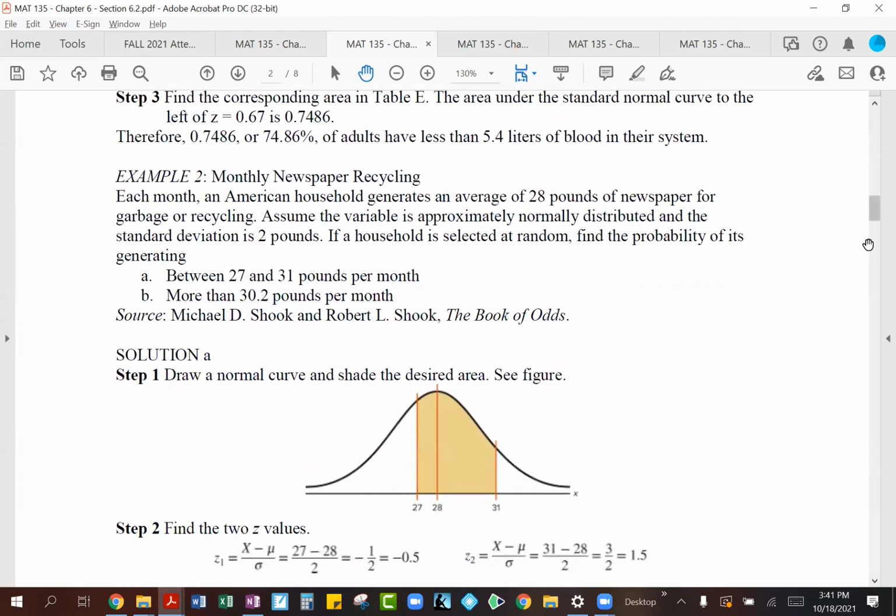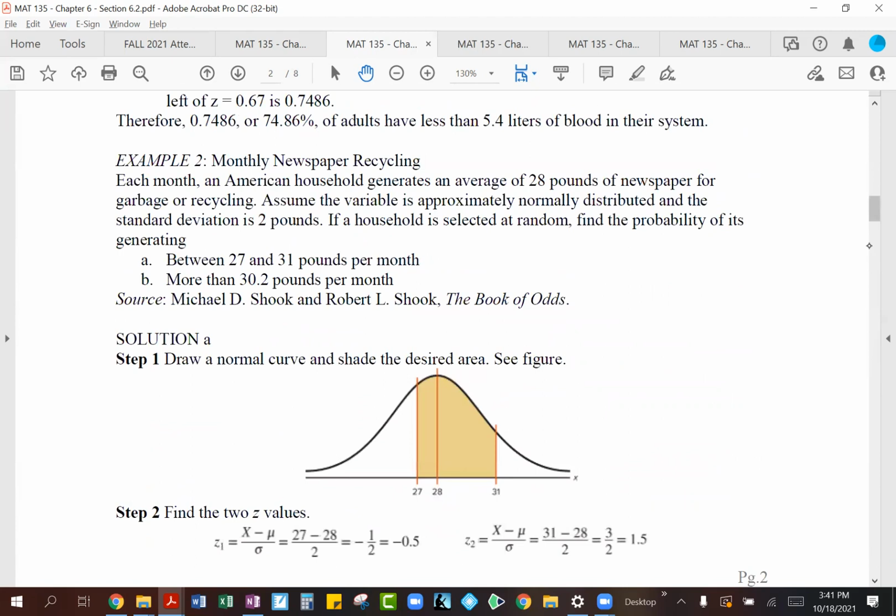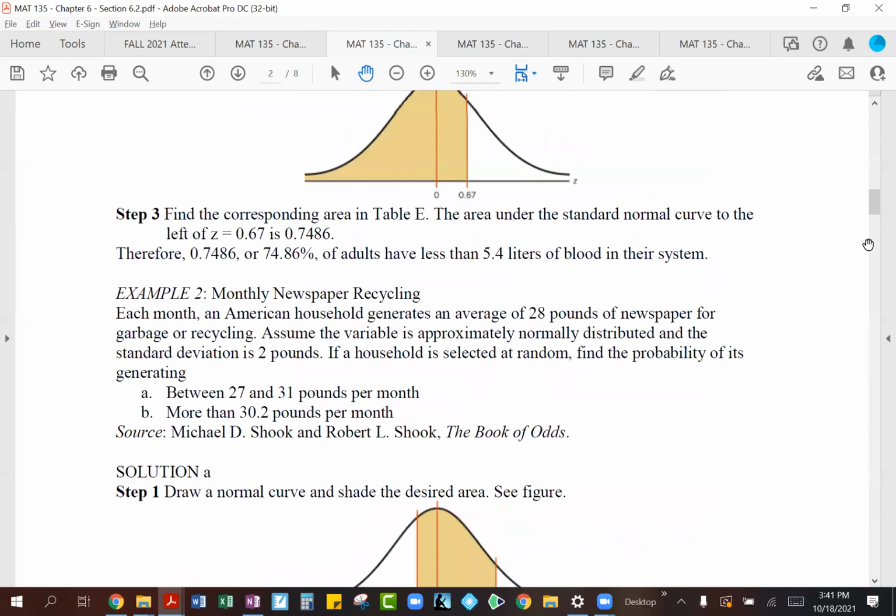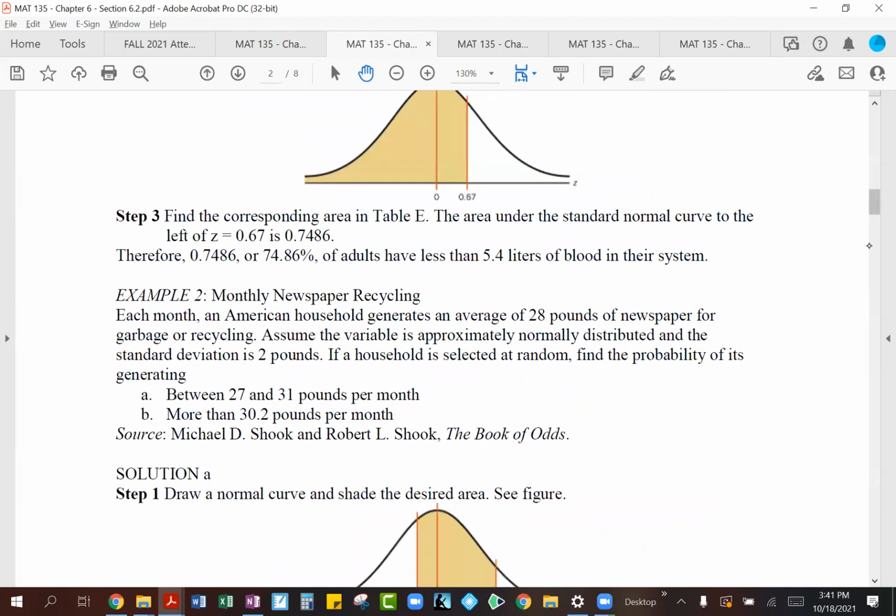This is already less than. Let's find something in between. Yeah, I like this one. So let's take a look at this example here.